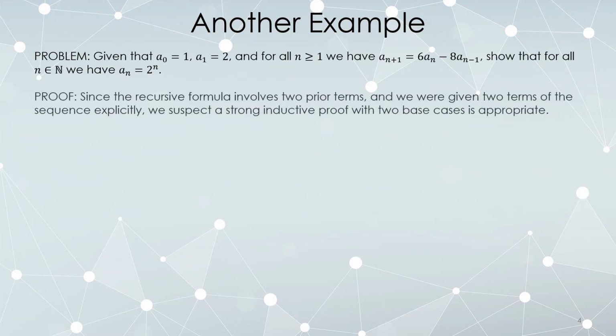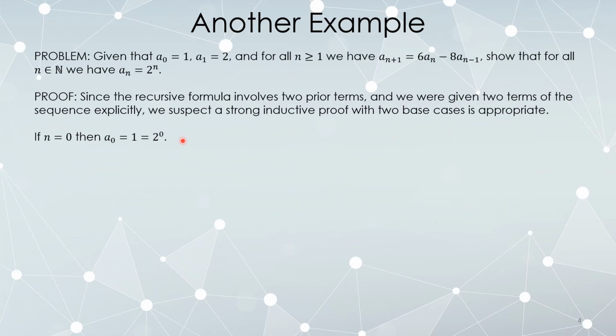Okay. So the recursive formula involves 2 prior terms. In order to get this term of the sequence, I need the one before it and the one before that. Also, we were given 2 terms of the sequence explicitly, so that's also a pretty big hint that a strong inductive proof with 2 base cases is going to be appropriate.